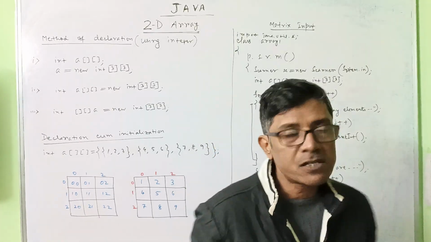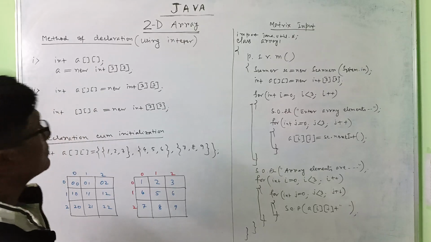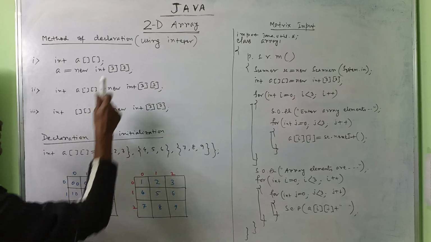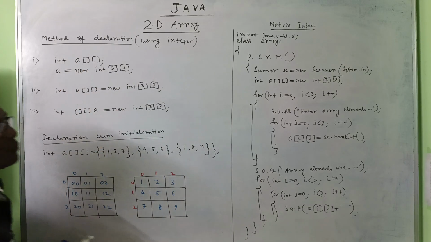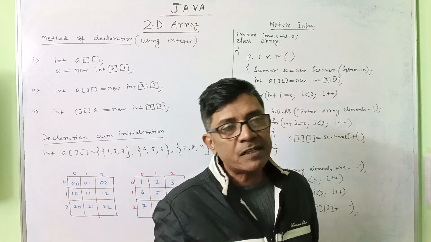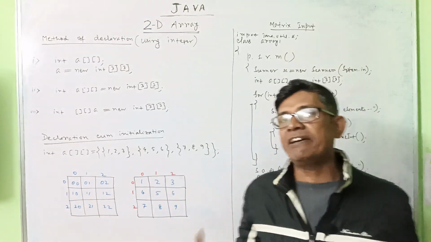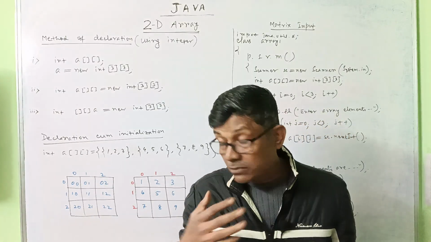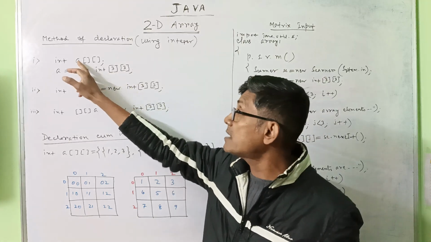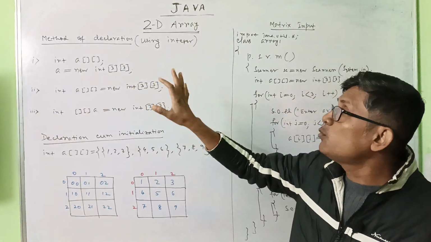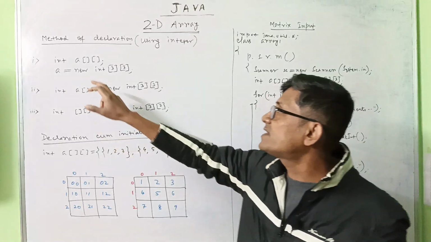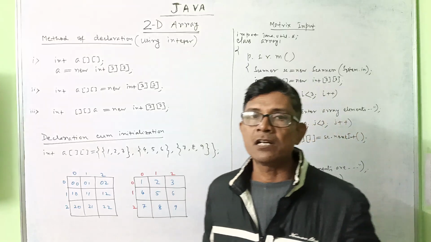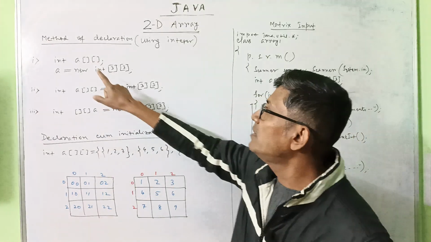So let us start. The first one is the two-dimensional array method of declaration using integer. First, how to declare the array. After declaration, you know the variable declaration, and after that you can input the values. These are array variables. Today we are doing the two-dimensional array. In a two-dimensional array you will see two square brackets. That means it is a two-dimensional array. In a single dimensional array you will see only a single bracket.